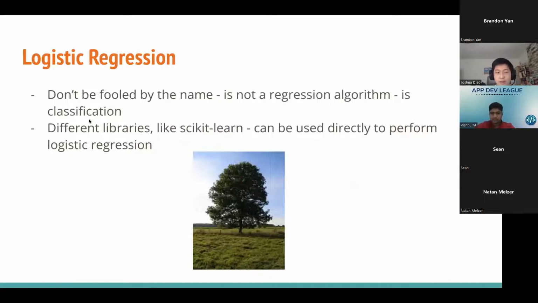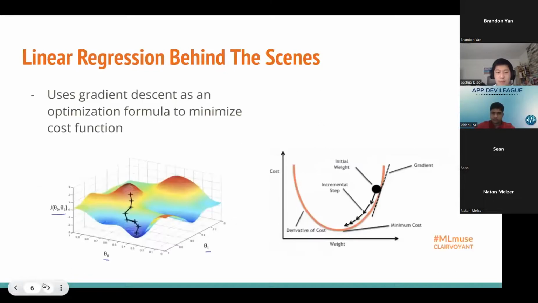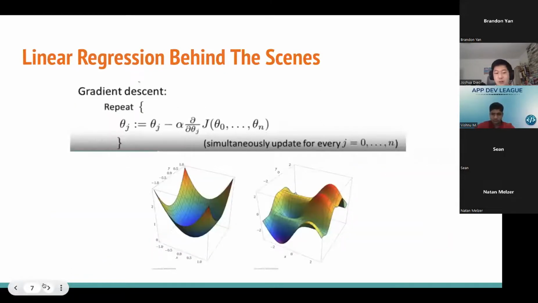And same thing with linear regression, different libraries and packages like scikit-learn, you can directly perform logistic regression in one line. So you don't actually have to perform all of these gradient descent formulas, but it's a good idea to actually know how it works behind the scenes.